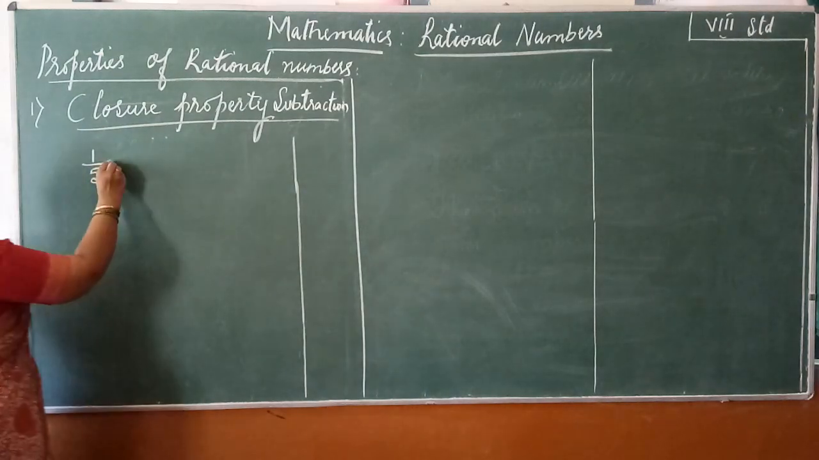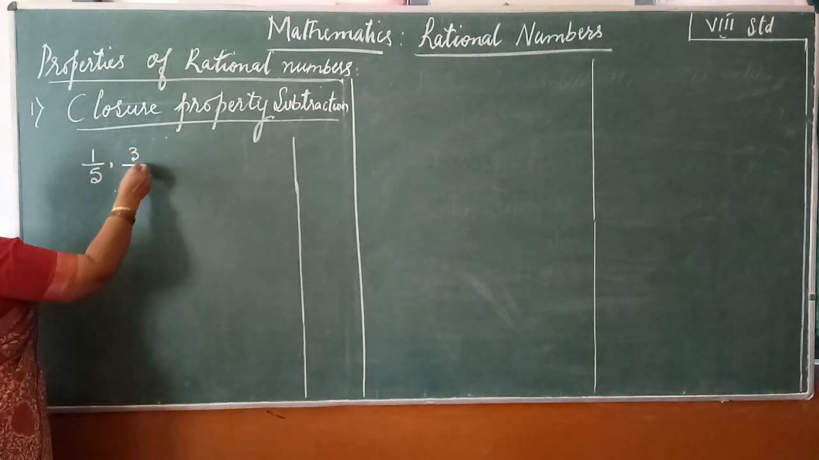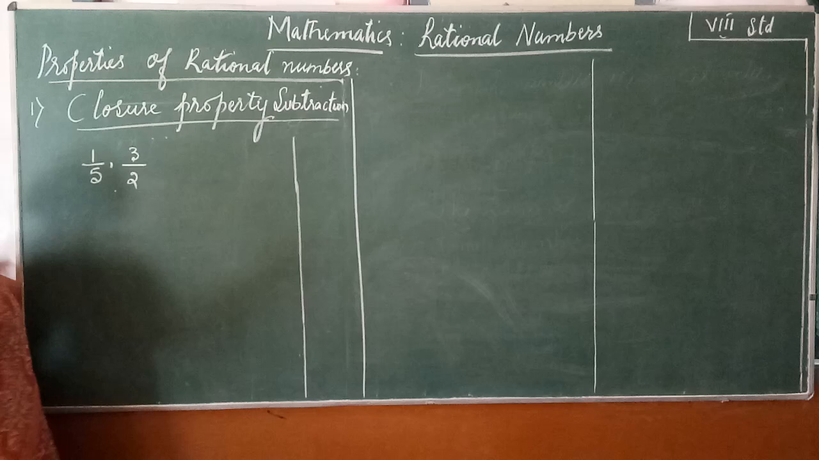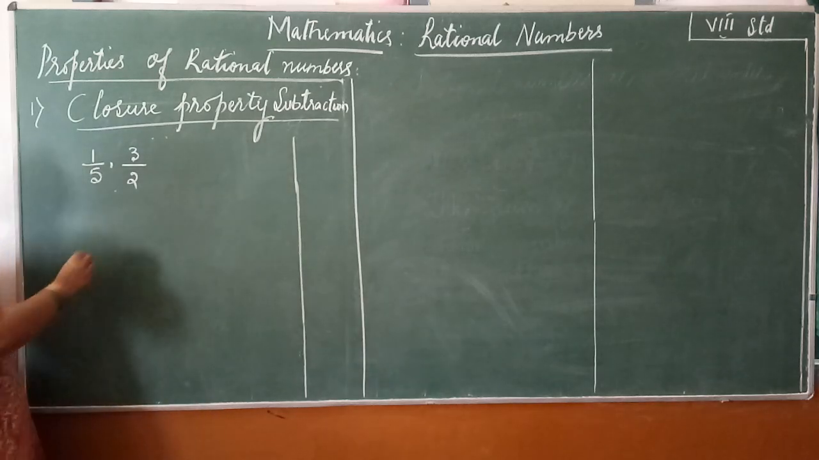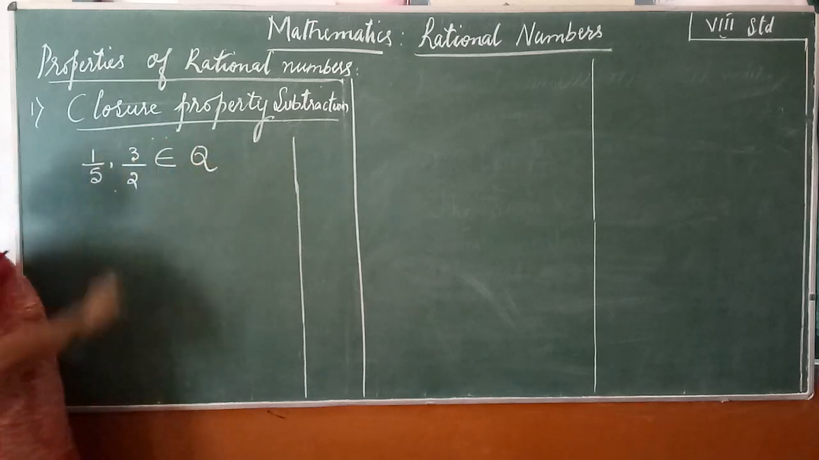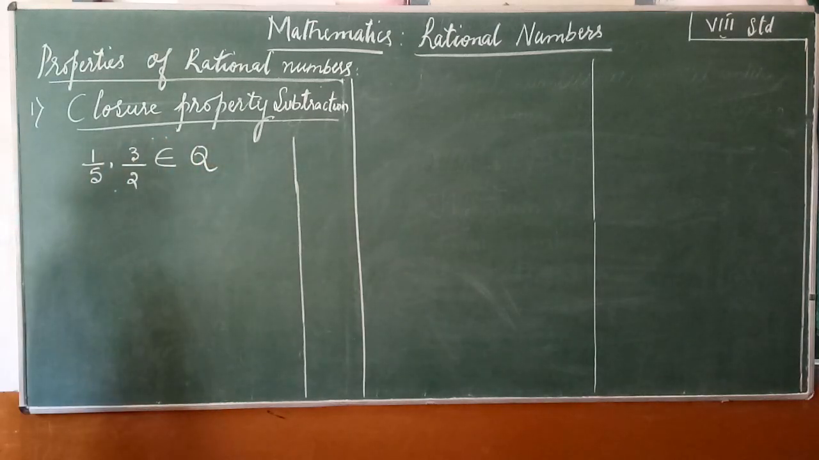1 by 5, 3 by 2. Anything we can consider. Any two rational numbers, consider simplest one so that it will be easy to operate. Belongs to set of rational numbers. What we have to do now? We have to subtract. Previously we had added. Now we have to subtract.